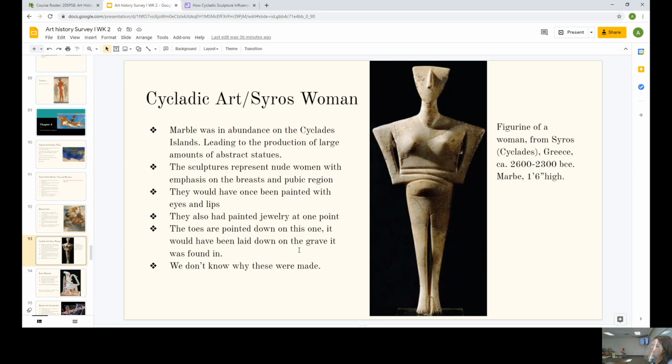We do know these would not have been standing originally. They are on display in museums standing up, but they were all found laying down. And if you notice, her feet are pointed. So just like the dead person in the grave was laying down, these would have also been laying down. Most of them would have at one time been painted with eyes and lips to give them a little bit more realism. But of course, that has worn away.